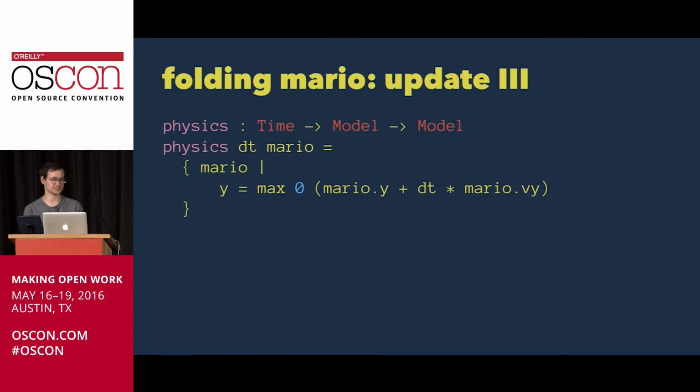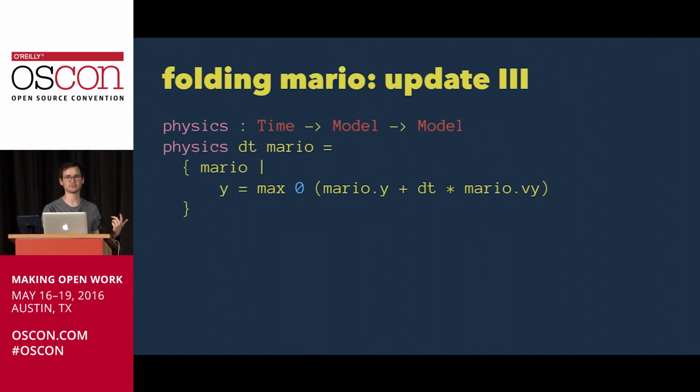And finally, the physics is pretty straightforward. Each tick, we're going to take Mario's y position, and we're going to increase it by an amount that depends on how fast he's going. So if he's going faster, he's going to move a little more, and if he's going slower, he's going to move a little less. And that max 0 similarly means that he can't go below the ground. The lowest he can go is 0.